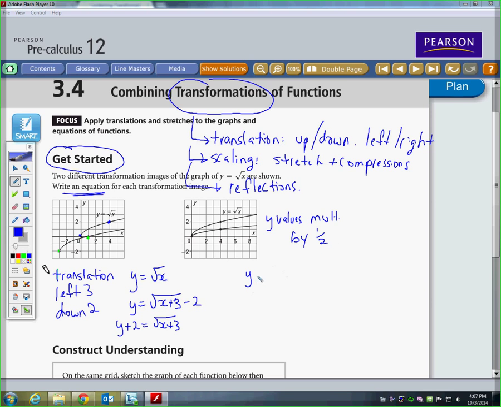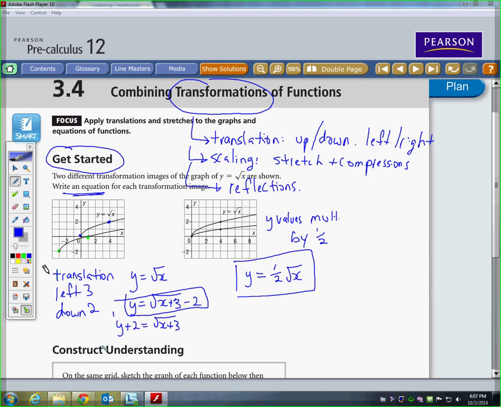So y would be equal to, now if I do something inside of the function where the square root of x is, that affects the x. If I want to do something with the y values, I would put it outside of that function. Put it outside like that. So this would be my answer for the second one. So I kind of like this format. This would be my answer for the first one.